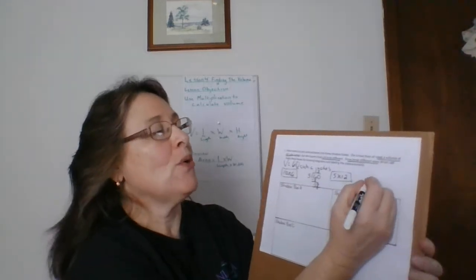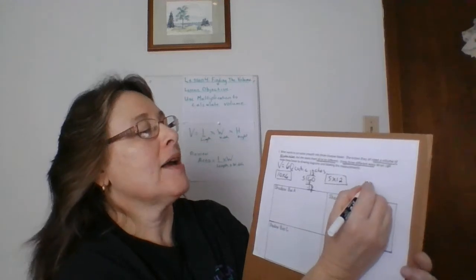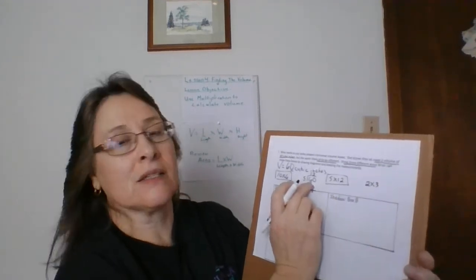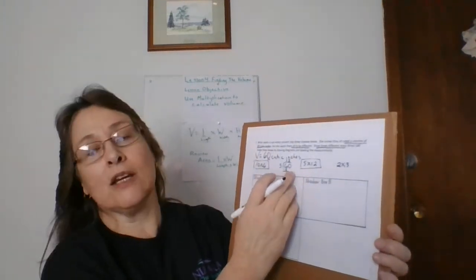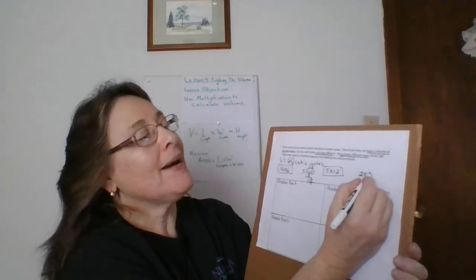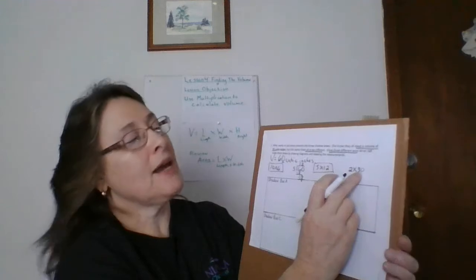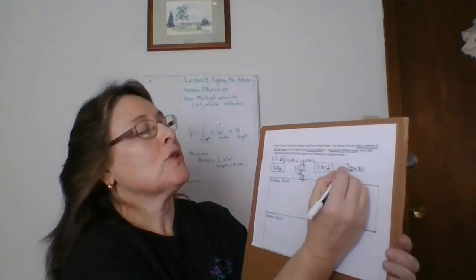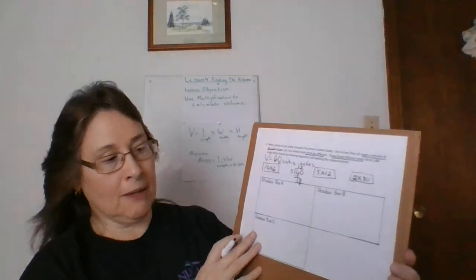But I also know that 2 times 3 is 6. Well, if 2 times 3 is 6, how can I make this equal 60? Well, if I multiply the 3 by 10 and make it 30, 2 times 3 is 6, and add a 0 would be 60. So there are my 3 different ways to show 60.